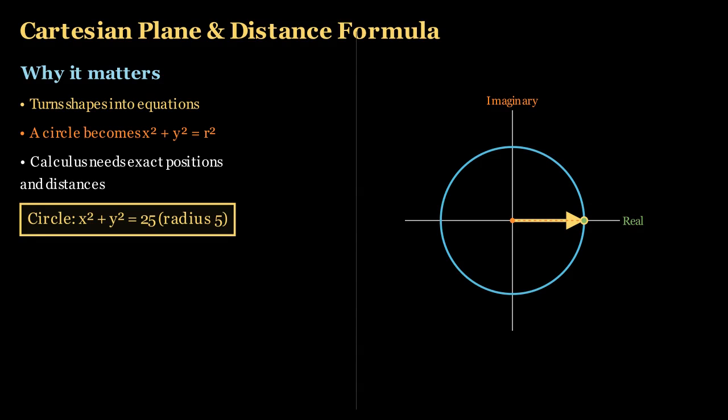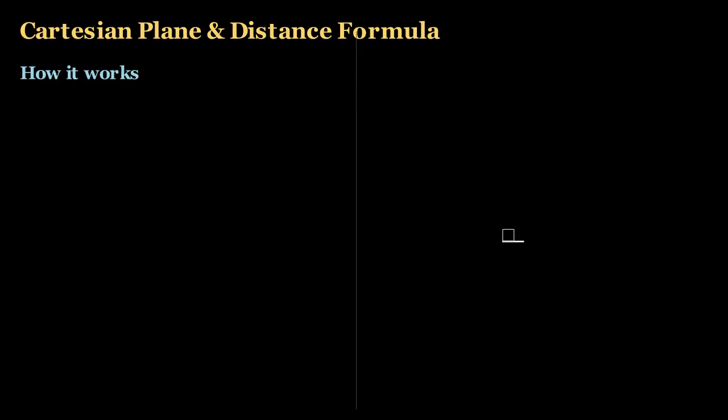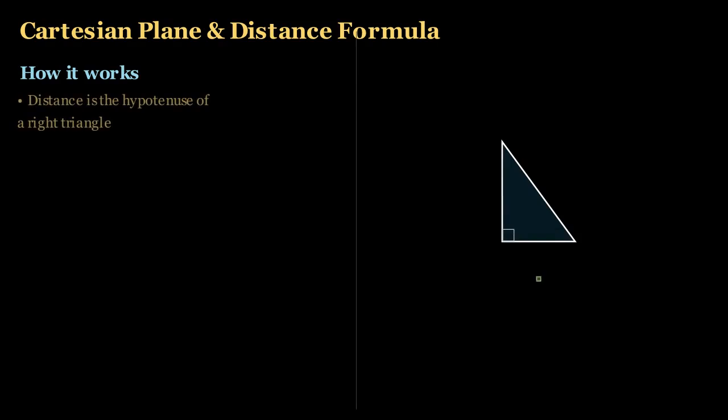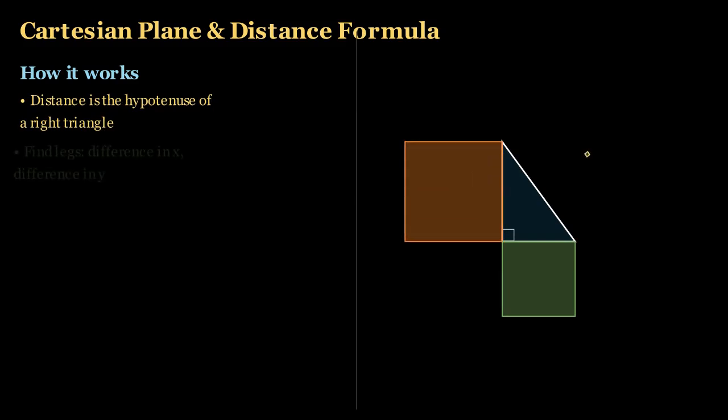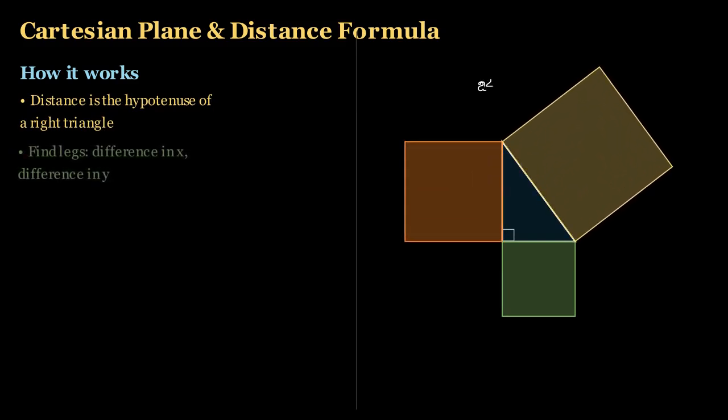So, how do we measure the straight line distance between 2 points on this plane? The trick is to see it as the longest side of a right-angled triangle. Picture 2 points, A and B. Draw a horizontal line from A, and a vertical line from B, until they meet at a corner. The distance you want is the diagonal line connecting A and B, which is the hypotenuse of this triangle. The horizontal leg is just the difference in the x-coordinates, and the vertical leg is the difference in the y-coordinates.